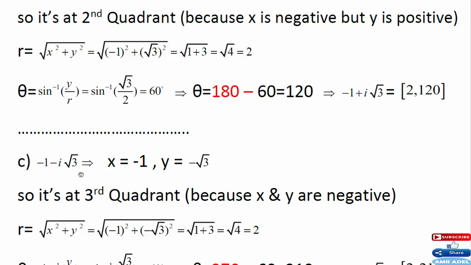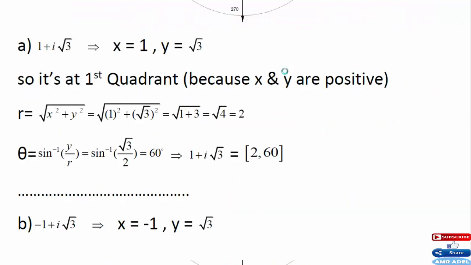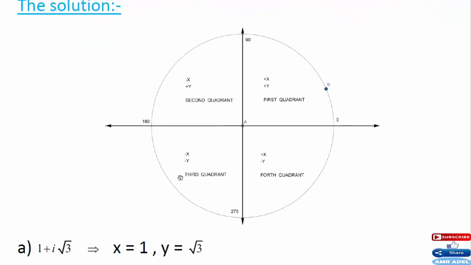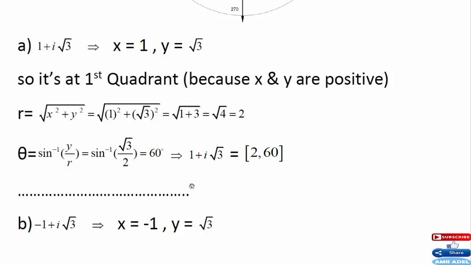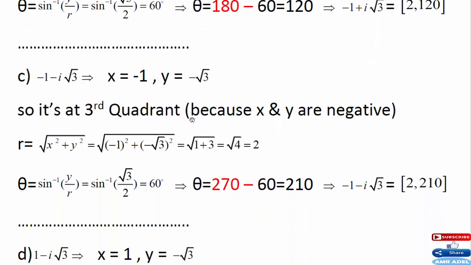Okay, let's go with the next idea. When both are negative, it means x is negative and y is negative. Let's focus on the circle. Both are negative where? In the third quadrant. So, understood? When they both are negative, it means the third quadrant, as we wrote here.